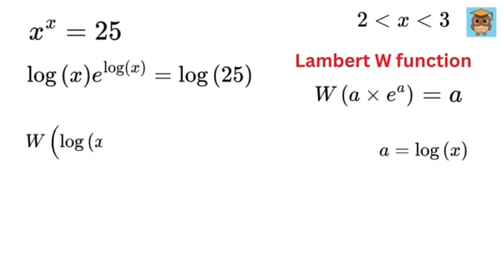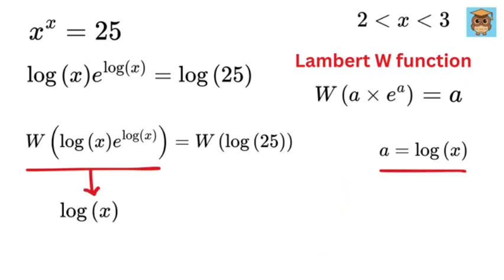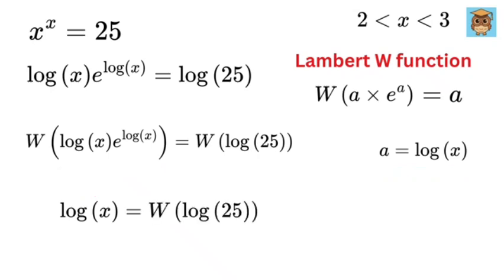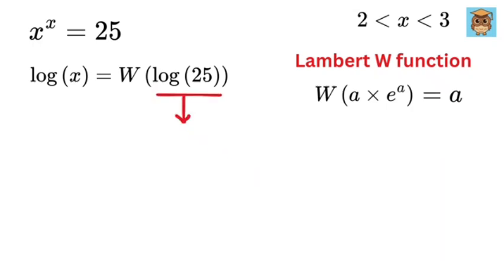This gives W of log x times e raised to the natural log of x equals W of natural log of 25. What will be the value of this function? This value will be the same as a, which will be natural log of x itself, and this will be equal to W of natural log of 25. Now, don't be scared about this right-hand side. This natural log of 25 is a constant, and this is also a constant.